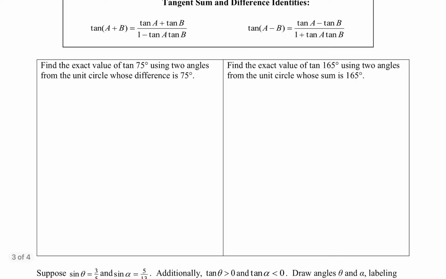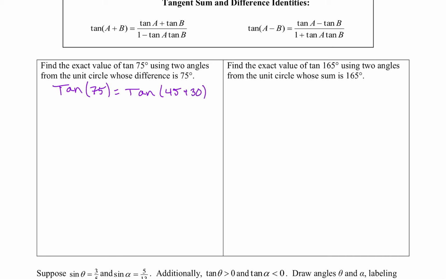The only difference is we've got this 1 plus in front on the bottom. All right, so taking a look at this, it says find the exact value of tangent of 75 using 2 angles from the unit circle. So I need 2 things that work on the unit circle. Tangent of 75, excuse me. How about 45, right?